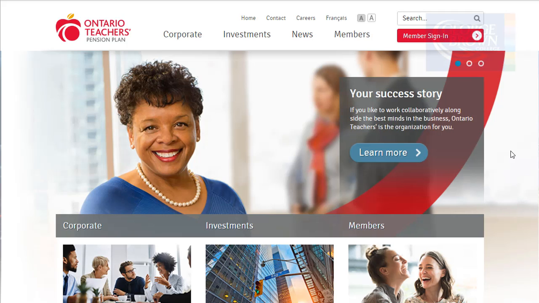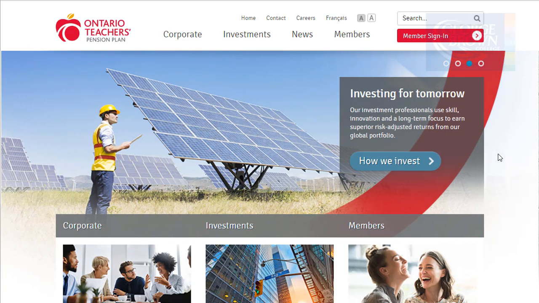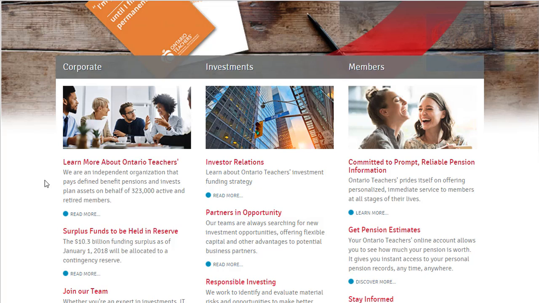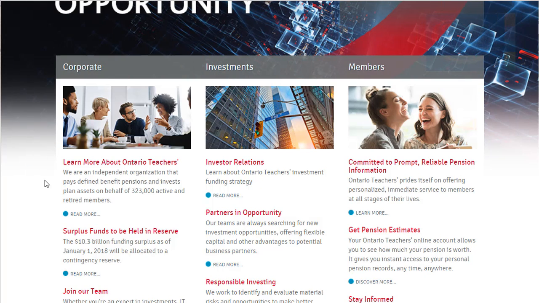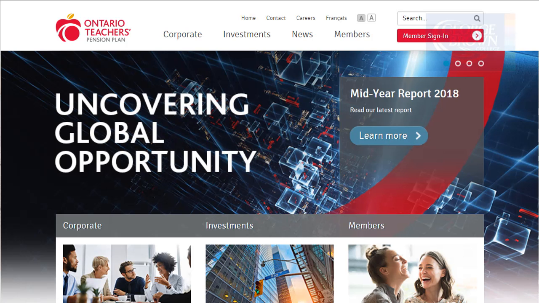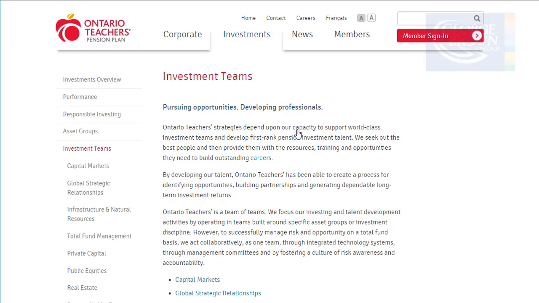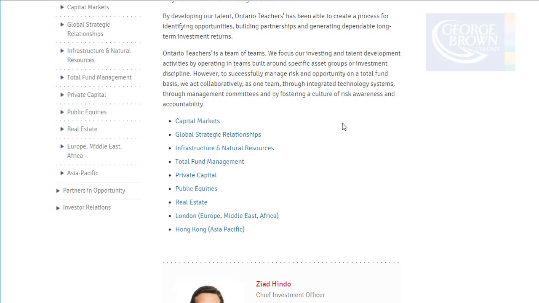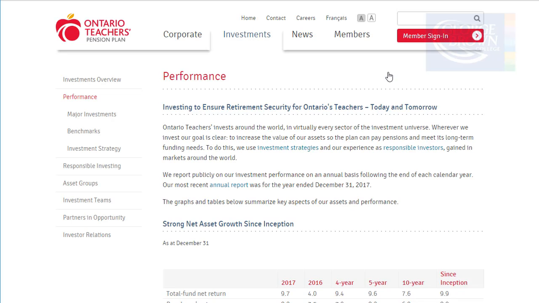So just quickly, to bring the real world into the classroom, I want to show an example of an institutional investor. Here's a perfect example, Ontario Teachers' Pension Plan in Ontario, Canada. If you just scroll down, Ontario Teachers' Pension Plan is an independent organization that pays defined benefit pensions and invests plan assets on behalf of 323,000 active and retired members. Those are people that have been involved in the teaching industry in Ontario. If I click here on investments and look quickly at the investment teams to see the activities they're working in: capital markets, global strategic relationships, infrastructure, natural resources, total fund management, private capital, public equities, real estate. Then they have a London office, which is covering EMEA, and a Hong Kong office as well, okay?